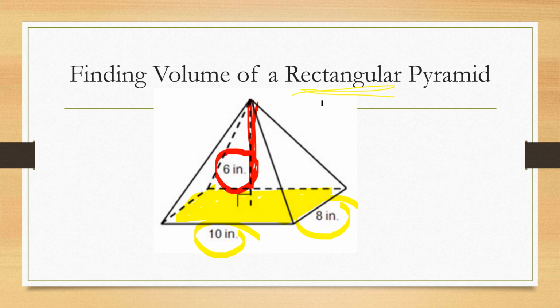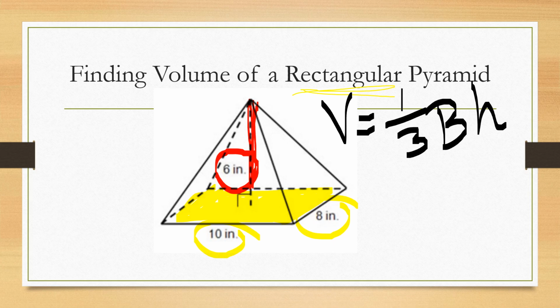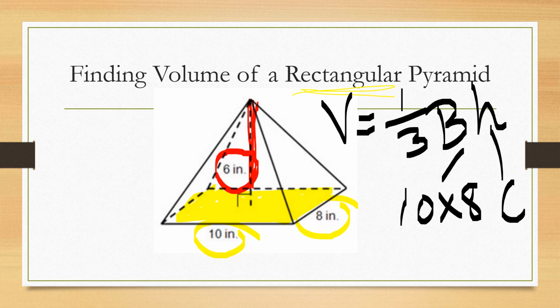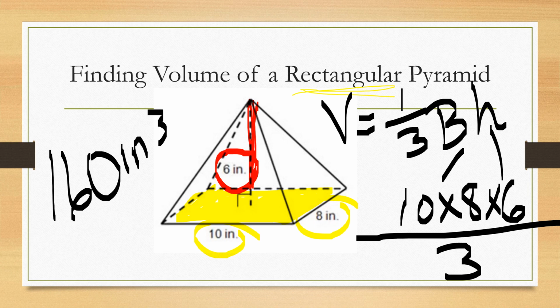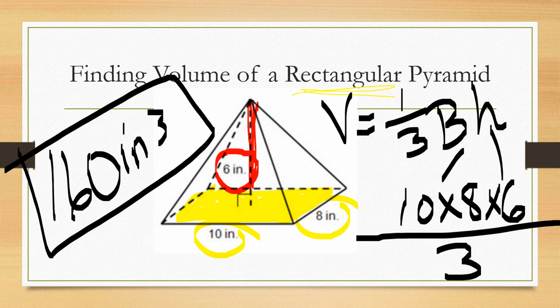Okay, so I'm going to use the formula. Volume equals 1/3 big B times H. My big B would be 10 times 8. My height is going to be 6. And then the 1/3 means I divide it all by 3. So 10 times 8 times 6 divided by 3, and when I do that, I get 160. So 160 inches cubed. It is still cubed because we're still finding volume and multiplying the 3 measurements together.